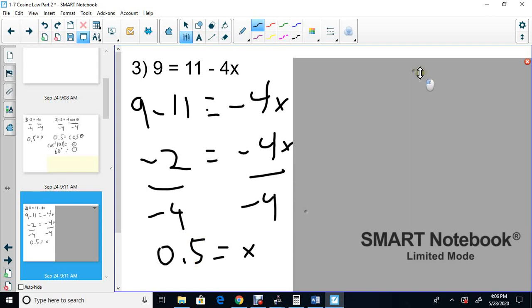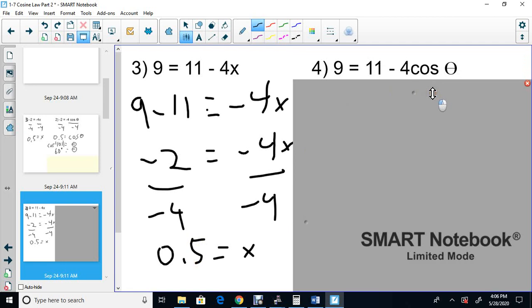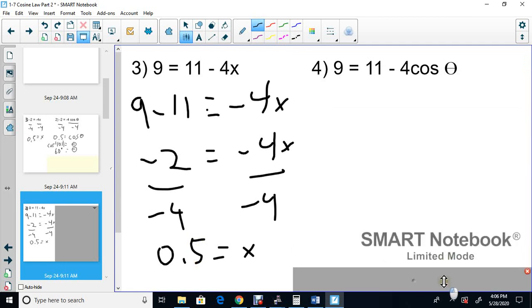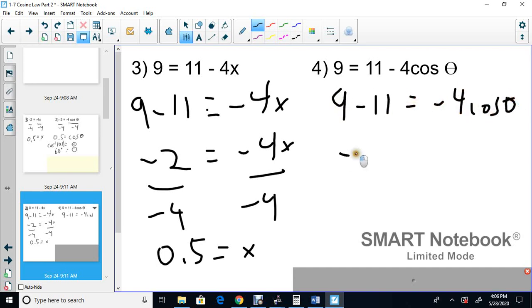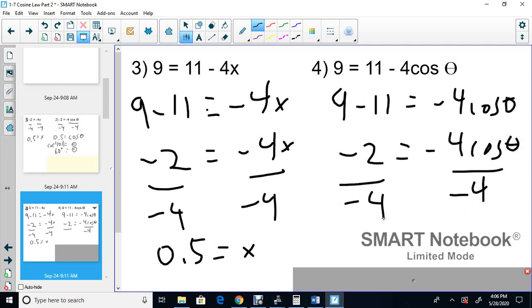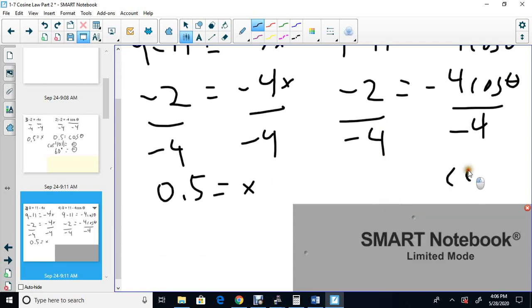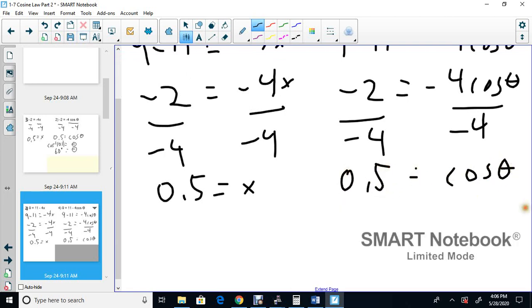Similarly here. Okay, 9 equals 11 minus 4 cos theta. You should do the exact same thing. You go 9 minus 11 equals negative 4 cosine of theta. Then you go negative 2 equals negative 4 cosine of theta. You divide by negative 4, divide by negative 4. And then you get cosine of theta equaling 0.5. And again, you use your calculator. It's the same as before. So it's pretty tricky. You get 60 degrees, right? Because it was the same as before. You go second cos of 0.5, you get 60 degrees.